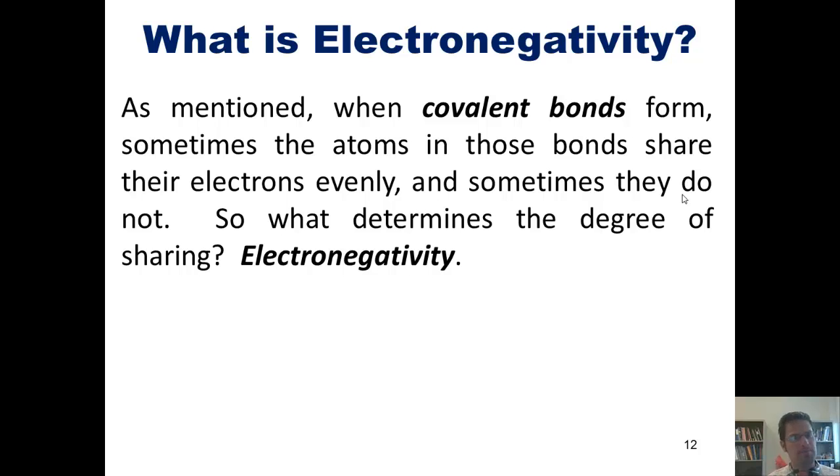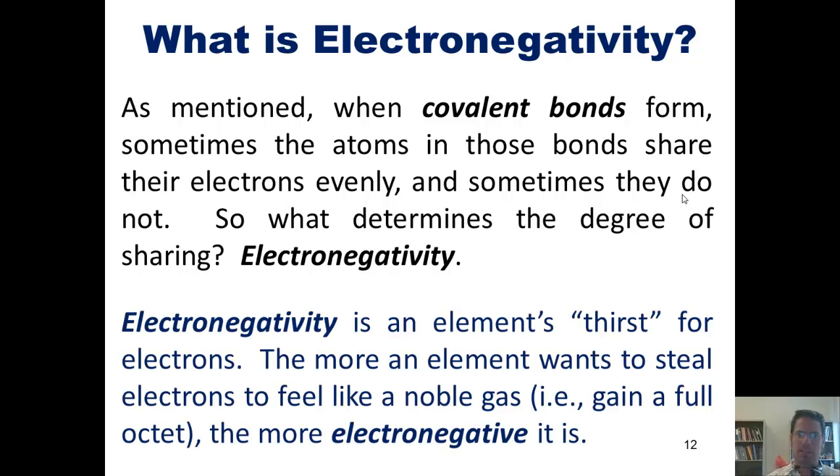As mentioned, when covalent bonds form, sometimes the atoms in those bonds share their electrons evenly, and sometimes they don't. So what determines the degree of sharing? Electronegativity. And what is electronegativity? Electronegativity, simply defined, is an element's thirst for electrons. The more an element wants to steal electrons to feel like a noble gas, i.e., obtain a full octet, the more electronegative that atom is.